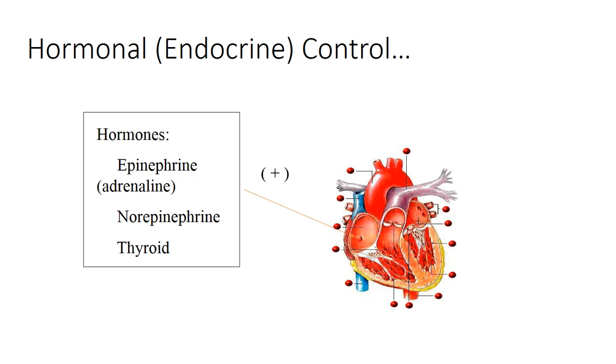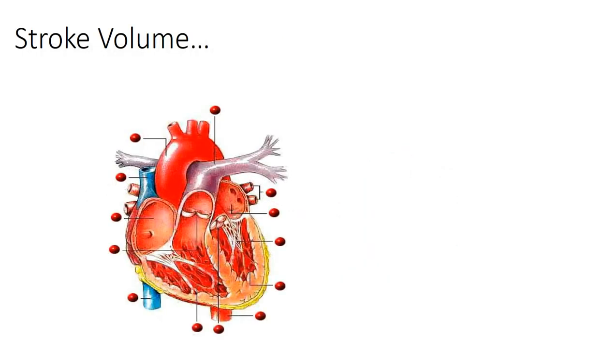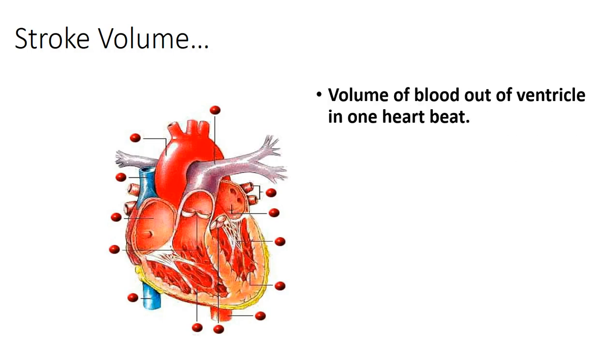Your thyroid hormones will raise it. So if you're hyperthyroid, if your thyroid's working too hard, one of the symptoms is that your heart rate is going to be higher than normal. And that's one of the things they would look for if you had a resting heart rate that was too high. Okay, so another measurement is stroke volume.